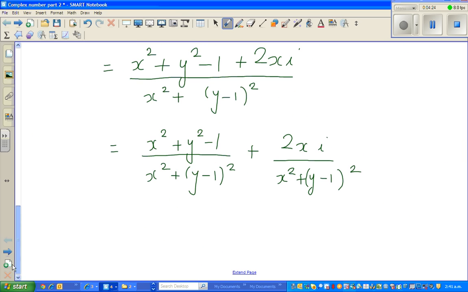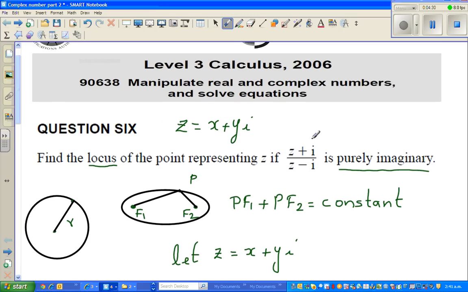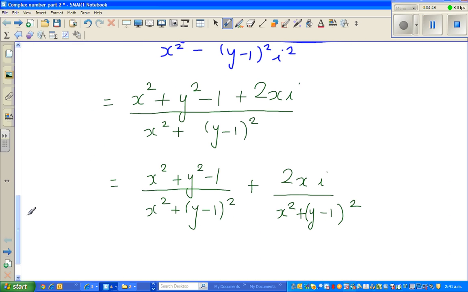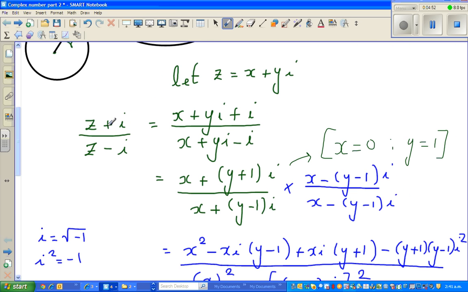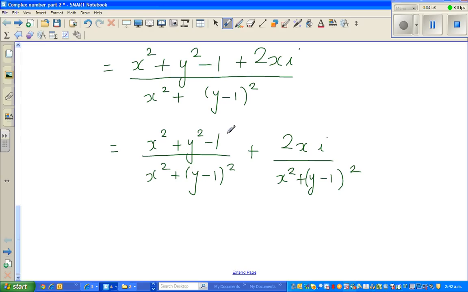So what has happened now? Now we have to look at the question. What is the question telling me? That this whole thing is purely imaginary. That means there is no real part of this number. The real part is zero. So by doing all this algebraic manipulation of z plus 1 over z minus 1, we have ended up with this step. Now this is the real part of the number, and this is the imaginary part.